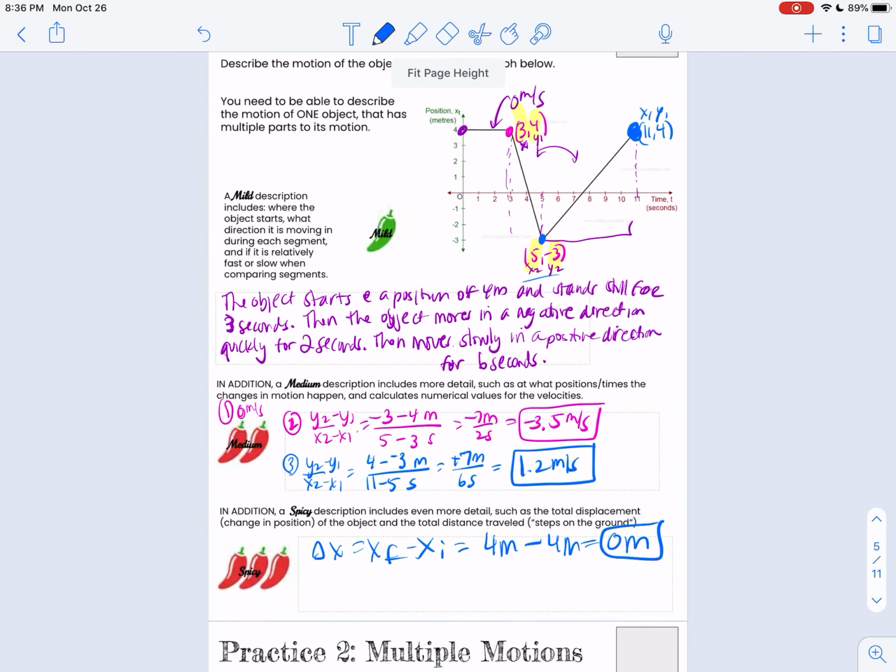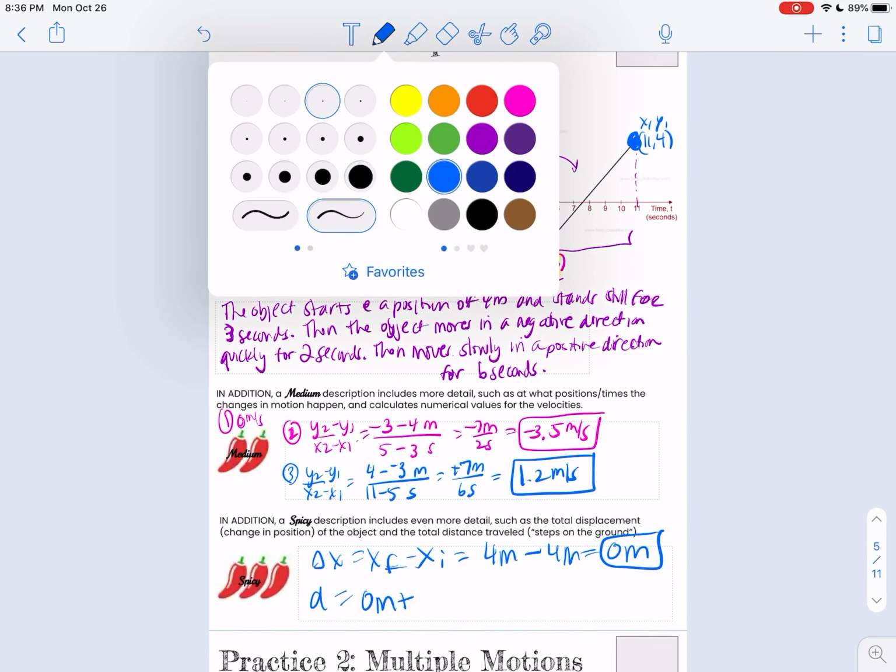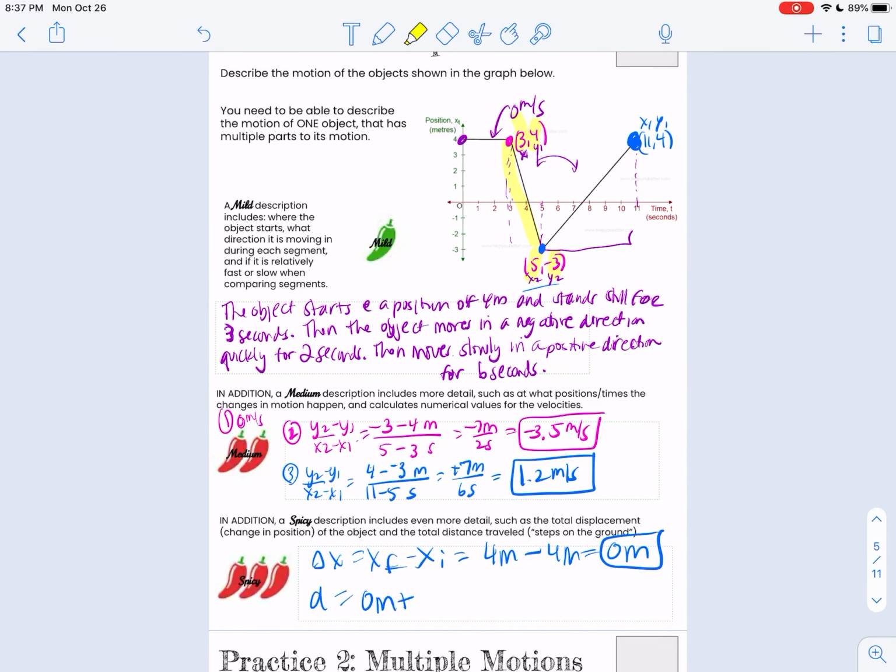Okay, and then distance, steps on the ground. I want to add up each one. So the first place he went nothing. Okay, and then in this segment, he went from 4 all the way to negative 3. So that's a total of 7 meters. Okay, and then in this part, he went from negative 3 back to 4. That was another 7 meters. Remember that negatives don't matter if we're talking about distance. So that's just going to be a total of 14 meters.